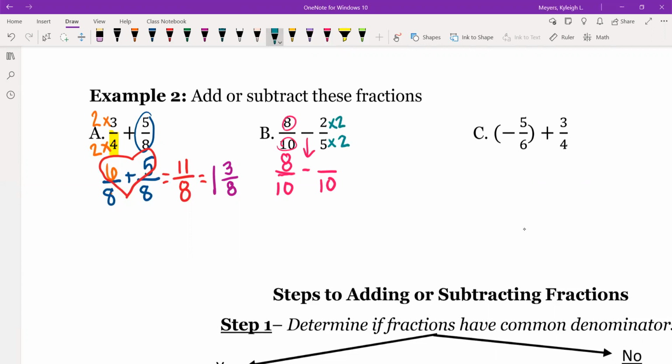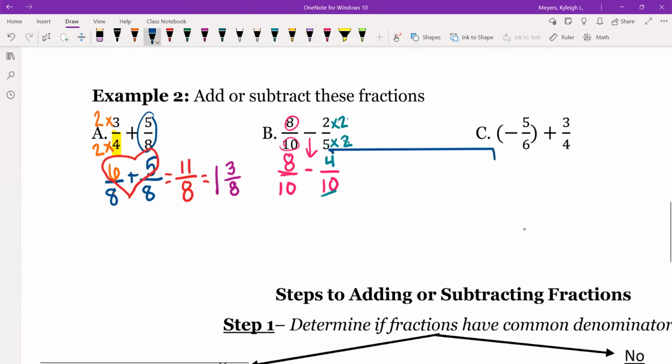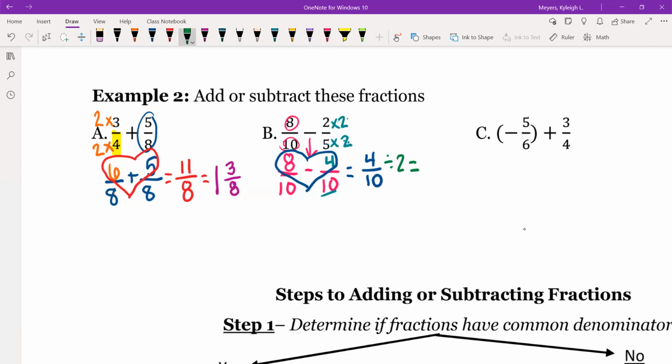So now we have 2 times 2 becomes 4. 5 times 2 becomes this 10. And now that we have this, we can just subtract our numerators. 8 minus 4 is 4/10. Is there a number that I can simplify that with? Yeah, right. I can divide them both by 2. What is 4 divided by 2? 2. 10 divided by 2? 5. So our answer is 2/5.